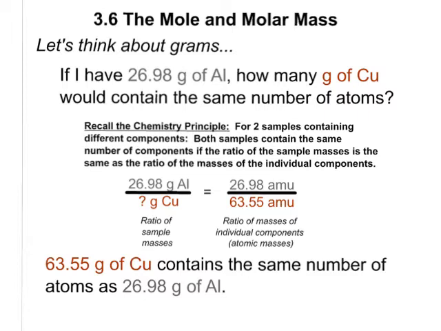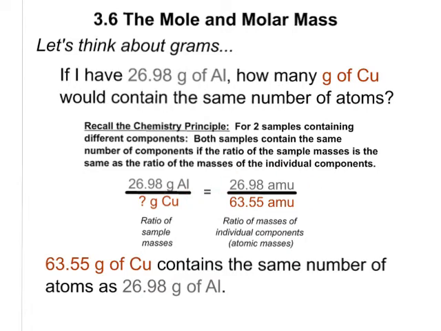Now, this is sort of a segue from the previous section. Recall the principle that for two samples containing different components, aluminum and copper, both samples will contain the same number of components if the ratio of the sample masses is the same as the ratio of the masses of the individual components. So we can set this up as a proportion and look at the ratio of sample masses, 26.98 grams of aluminum to unknown grams of copper.